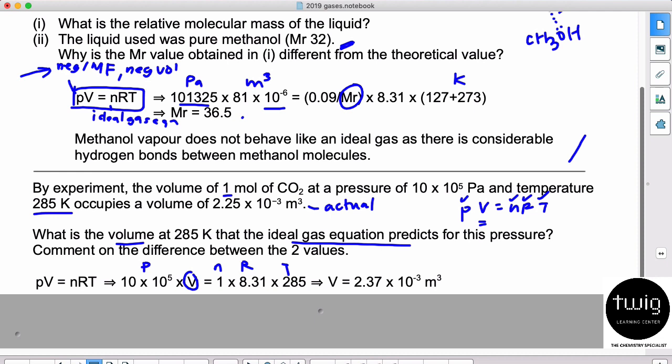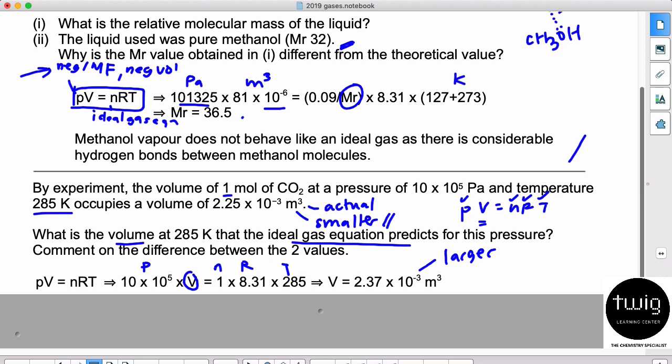Now how do you explain? They say comment on the difference. The difference between these two is that this value is actually smaller and this value is larger. That's what they want you to notice. So the question is, why do you think the actual volume is smaller compared to the ideal gas one?